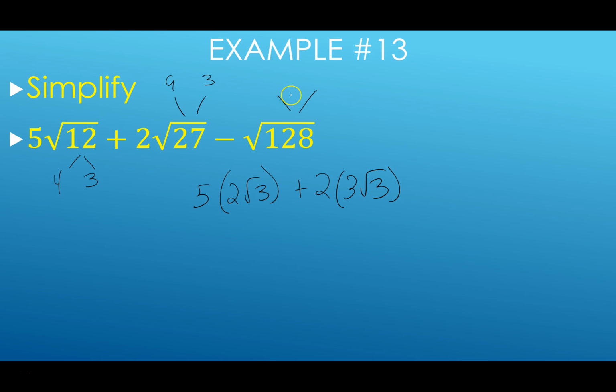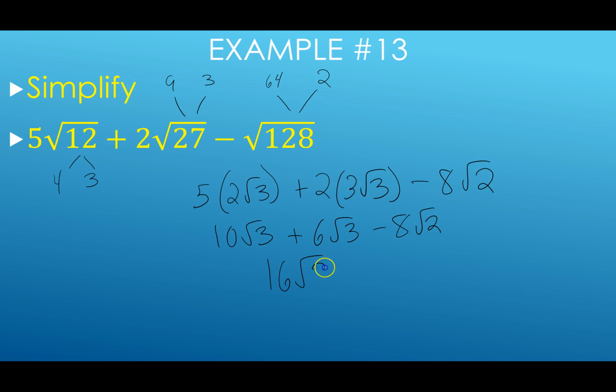And then 128 is 64 and 2. So minus 8 square root of 2. So we get 10 radical 3 plus 6 radical 3 minus 8 square root of 2. Well, the radical 3's can combine. 10 plus 6 is 16 radical 3. The radical 2 can't combine with that, so it stays separate as minus 8 radical 2.